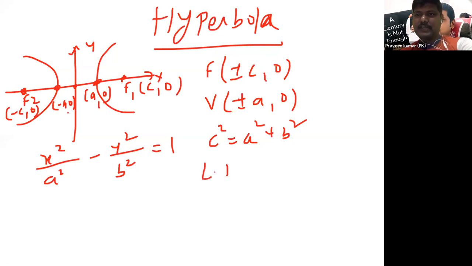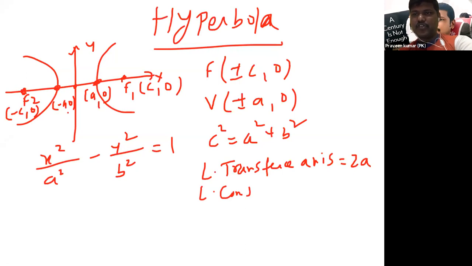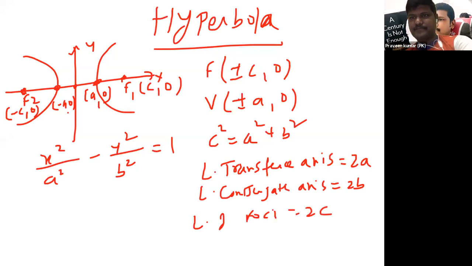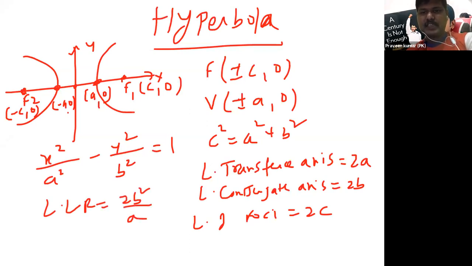Length of the transverse axis is 2a. Transverse axis is nothing but the x-axis. Length of the conjugate axis is 2b. Conjugate means the y-axis. Length of the foci is 2c. Length of the latus rectum is 2b square by a. Eccentricity is c by a. All these formulas are the same. Length of the latus rectum and eccentricity are the same for both. Okay.